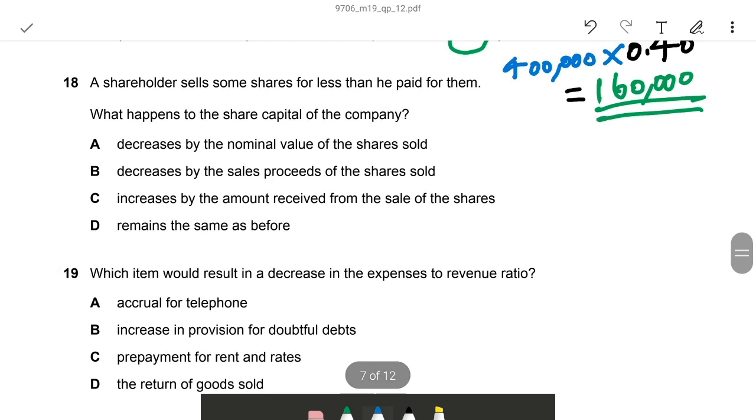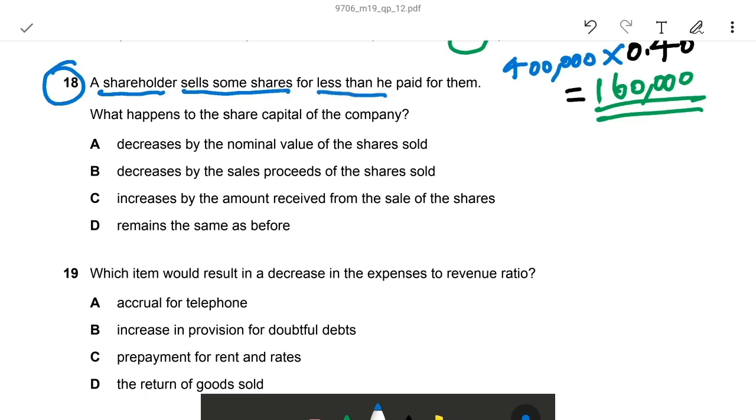Next question. A shareholder sells some shares for less than he paid for them.